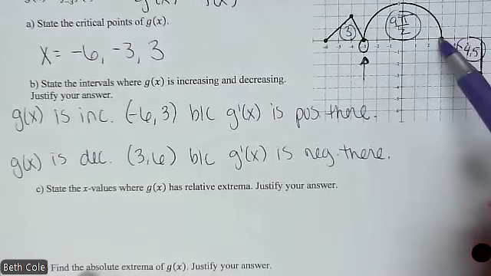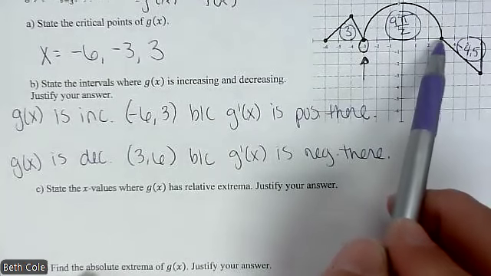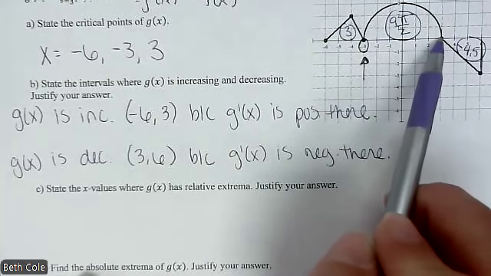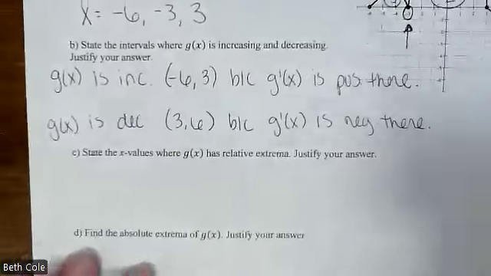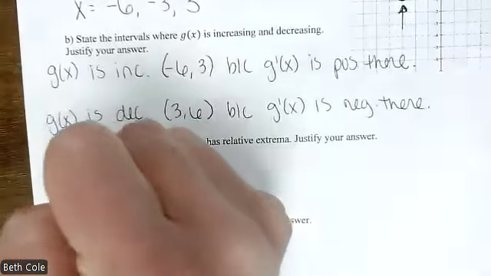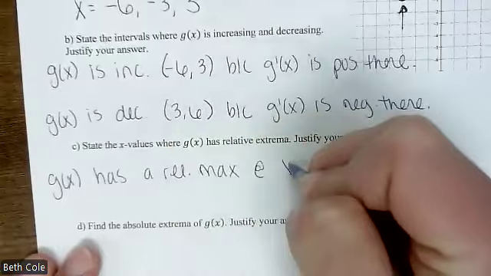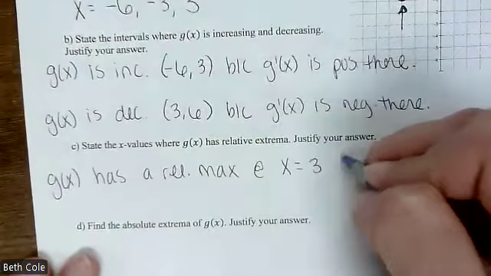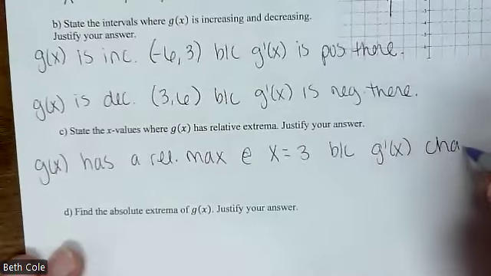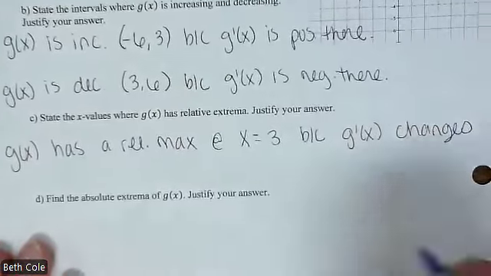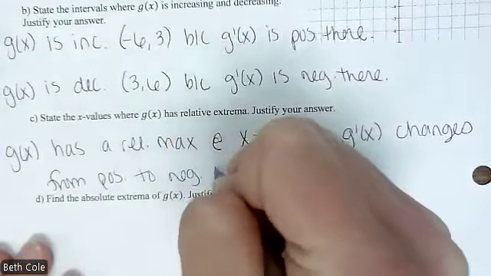Is this the location of a relative maximum or minimum? It's one or the other. Okay. Positive to negative is maximum. Okay, so we're going to say G of X has a relative maximum at X equals 3 because G prime changes from positive to negative there.